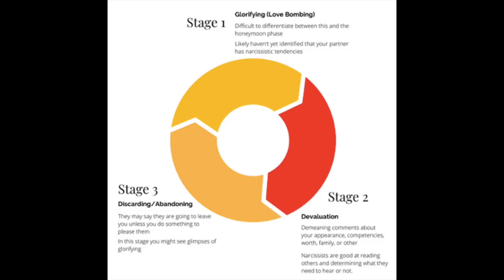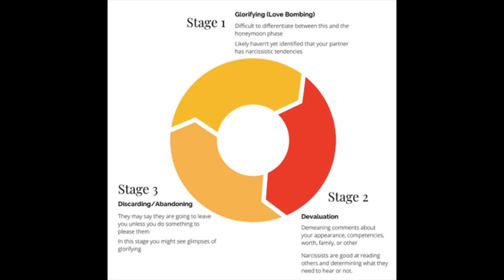So for better context and fully understanding love bombing, I've put the cycle that I just referred to. Now, this cycle is referred to as the narcissistic cycle of abuse, and the first stage is love bombing. So stage one is glorifying, aka love bombing. This is where they'll give you all the attention, the compliments, the gifts, all that, so they know that they have you in their grasp, and you'll start to believe that they actually like you as a person.